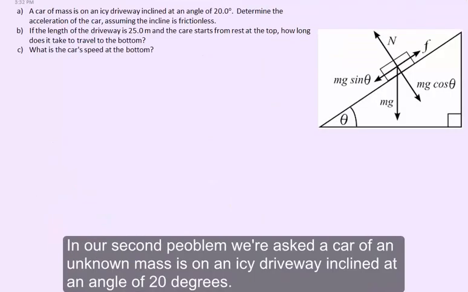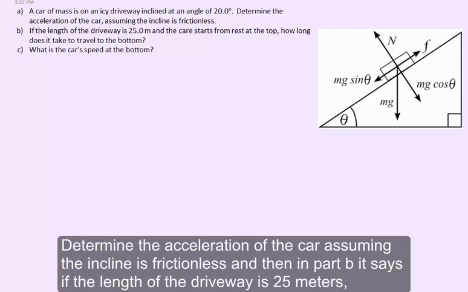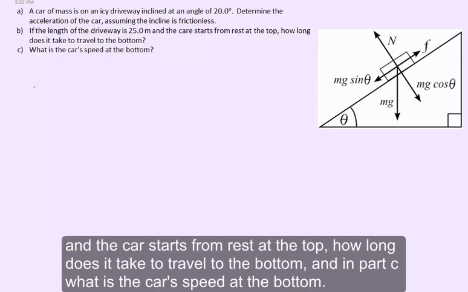In our second problem, we're asked: a car of an unknown mass is on an icy driveway and inclined at an angle of 20 degrees. Determine the acceleration of the car, assuming the incline is frictionless. And then in part B it says if the length of the driveway is 25 meters and the car starts from rest at the top, how long does it take to travel to the bottom? And then in part C, what is the car's speed at the bottom?